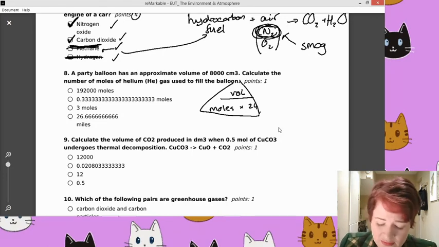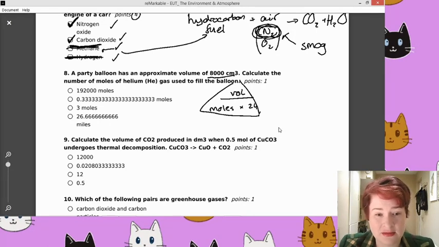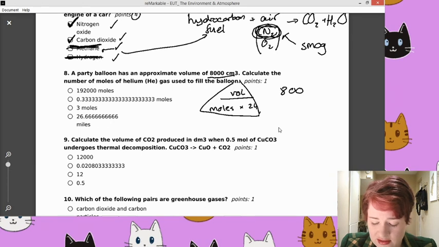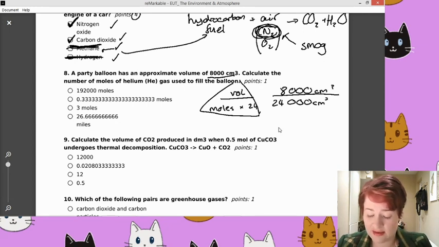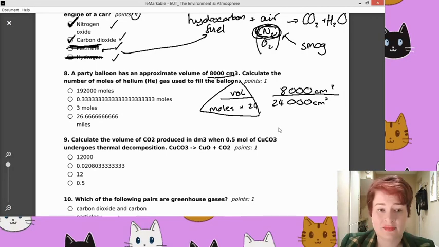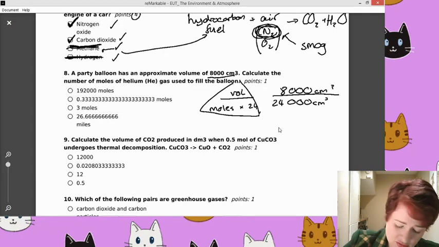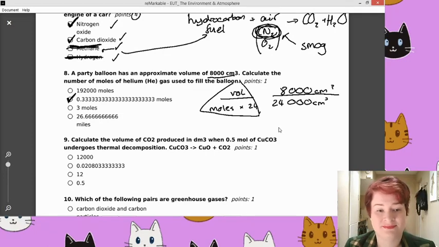Okay, so if we've got an approximate volume of 8,000 centimeter cubed, calculate the number of moles. So we're going to do 8,000, and because it's in centimeter cubed, the bottom number needs to be 24,000 instead of 24. So 8,000 divided by 24,000 is 0.3 recurring moles, which matches that option there. Okay, so the 8,000 divided by the 24,000, boom, sorted.